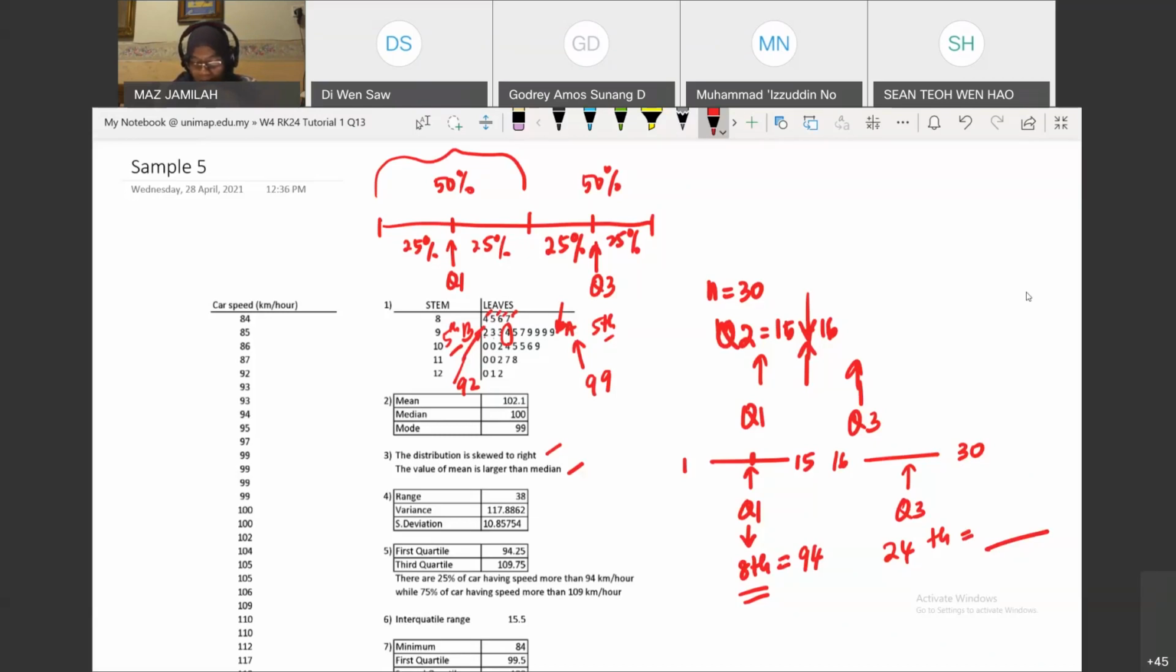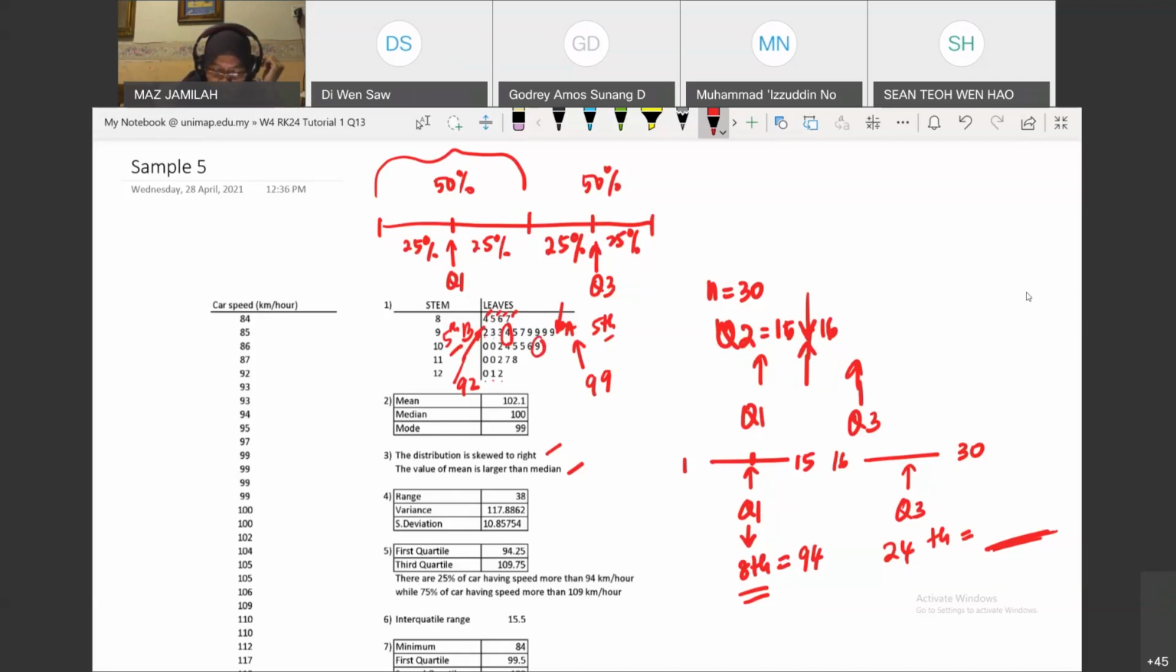Can someone give me the answer? Hello? What is the value here? The 24th data? Data will be what, class? I almost give up with you, class. What was that? 109. 109. Is it correct?